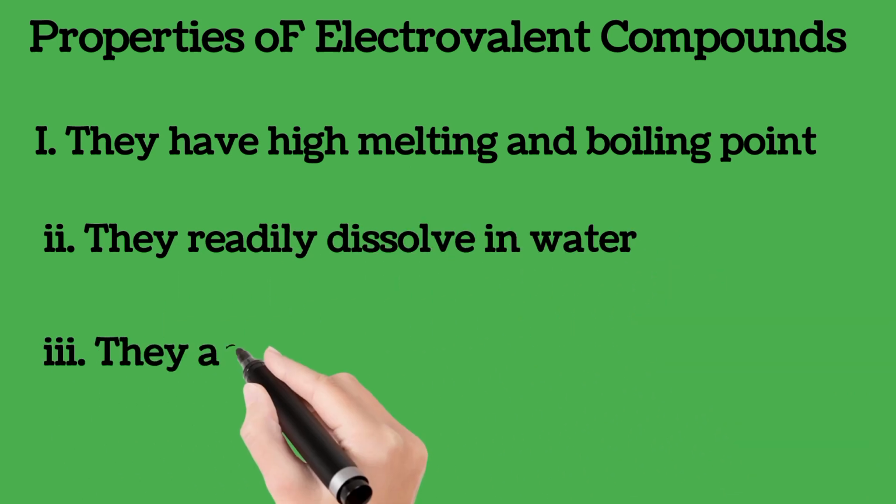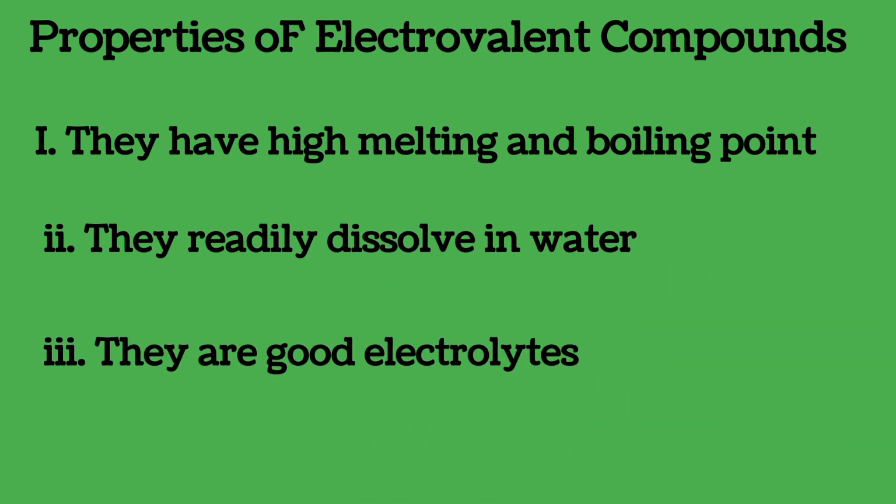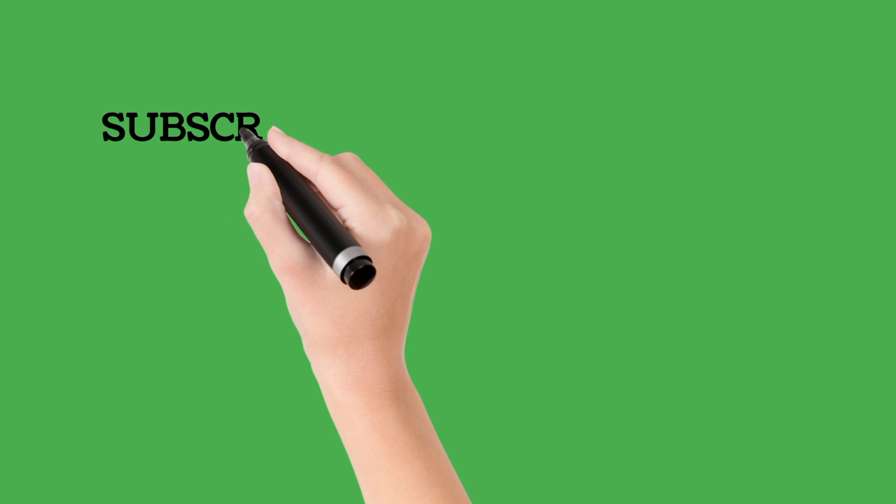Properties of electrovalent compounds. 1, they have high melting and boiling points. They readily dissolve in water. They are very good electrolytes. This is their property.